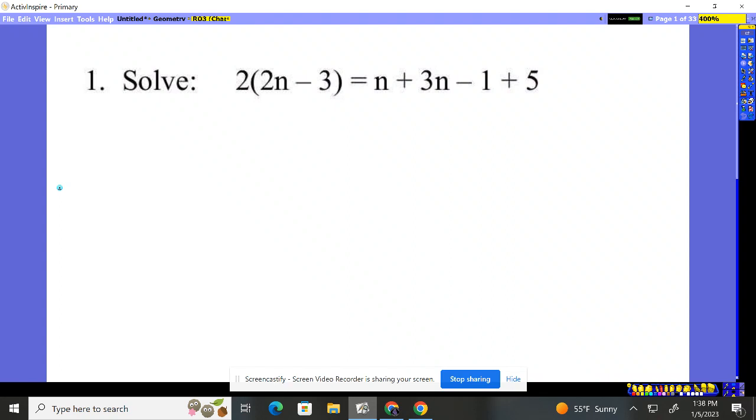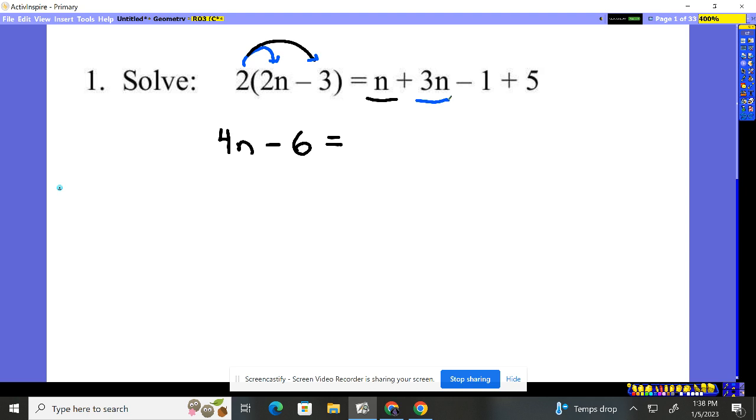Problem 1, we want to solve this for n. So first step, we know to distribute through. 2 times 2n is 4n. 2 times the minus 3 will be minus 6. Switched colors on us. Now we need to put these things together.